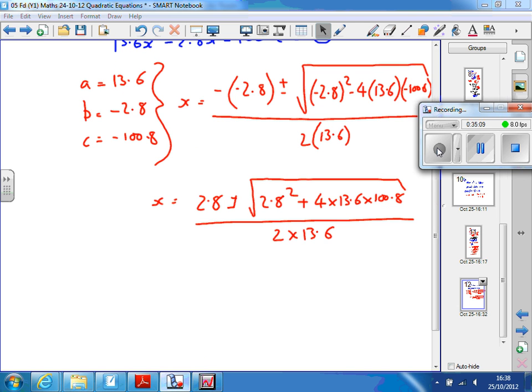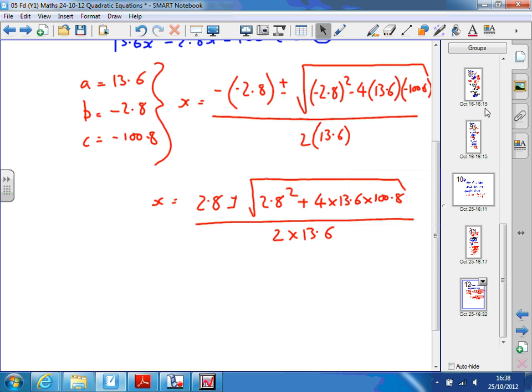So if I were doing this, I'd note what A, B, and C were, noting that B and C were both negative. I'd put those values in. I wouldn't think about it. I'd just substitute these values in. Instead of B, I'd put minus 2.8. Instead of A, I'd put 13.6. Instead of C, I'd put minus 100.8.